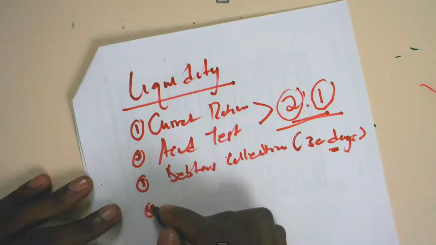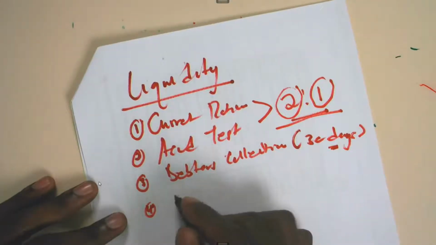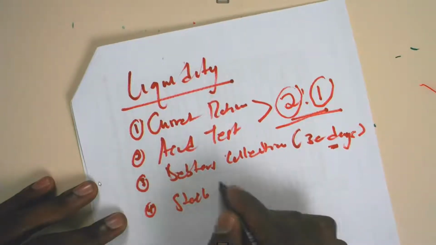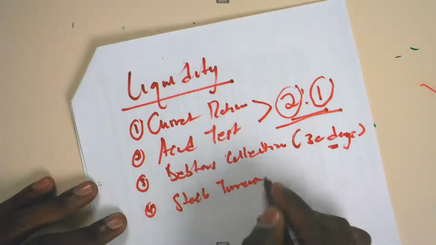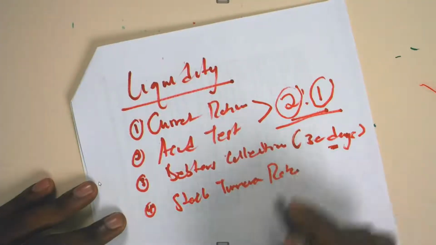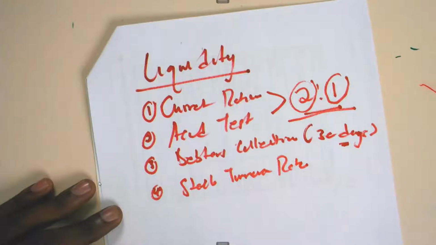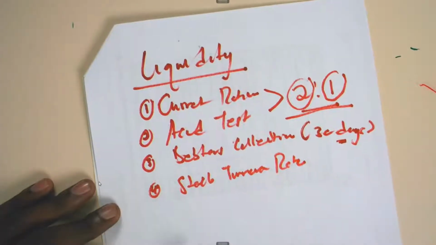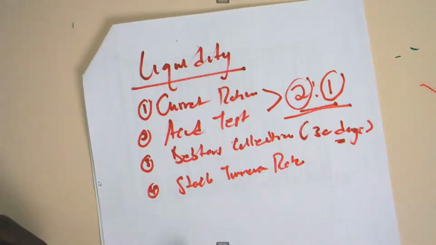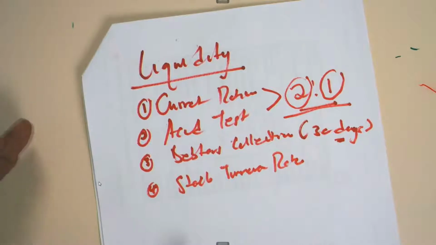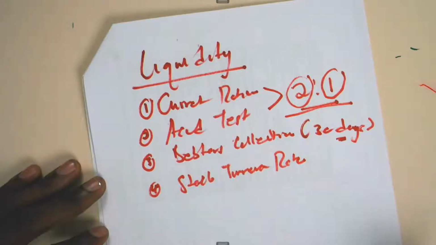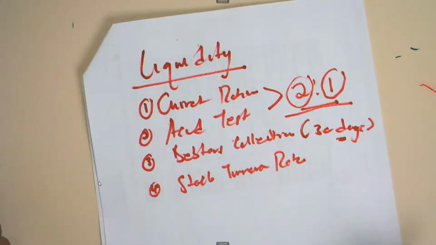Then number 4 is going to be the stock turnover rate. This ratio indicates how long it takes the business to sell the stock. The shorter the period, the better for the business. Because if we take long to sell the stock, this simply means we might lose the very same stock through damages, through expiry dates, or maybe through stolen stock.